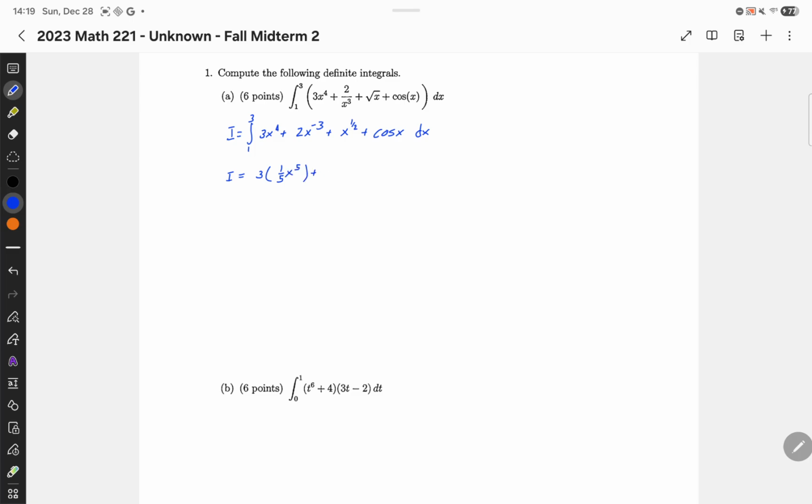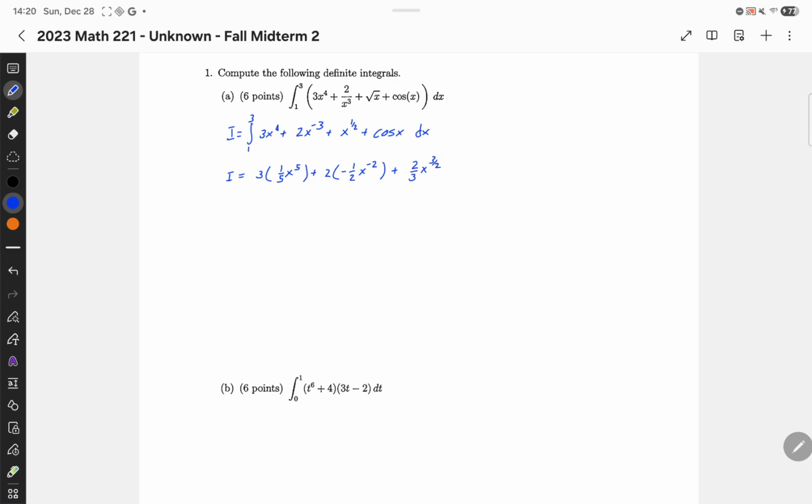For this next one, we have plus 2 times the integral of x to the minus 3. So add 1 to minus 3, we get minus 2, and then divide by that. So we get divided by minus 2 times x to the minus 2, just like that. And now for the next one, we have x to the 1/2. So for this one, we are going to add 1 to 1/2, which gives us 3/2, and then dividing by 3/2 is the same as multiplying by the reciprocal of 2/3. So 2/3 x to the 3/2.